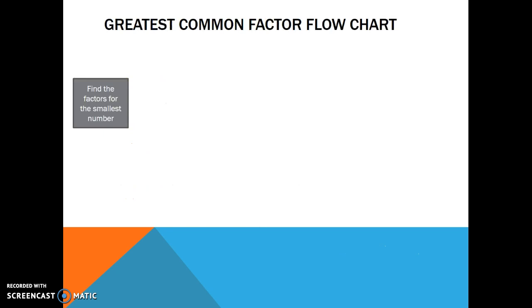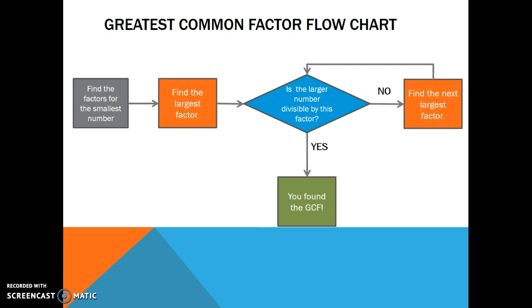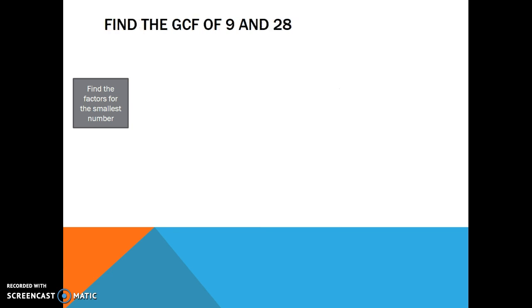Okay, so here's a little flow chart for you that I think is kind of cool. This lists the steps that we just went over in more of a graphic representation. So step 1, find the factors for the smallest number first. Then find the largest factor for that number. Then ask, is the larger number divisible by this factor? If no, then find the next largest factor and repeat the process. If yes, then you found the greatest common factor. Yay! Okay, let's find the greatest common factor of 9 and 28 using our flowchart.